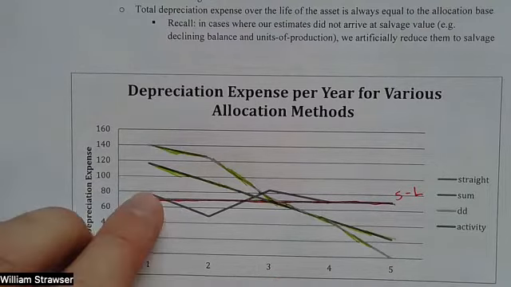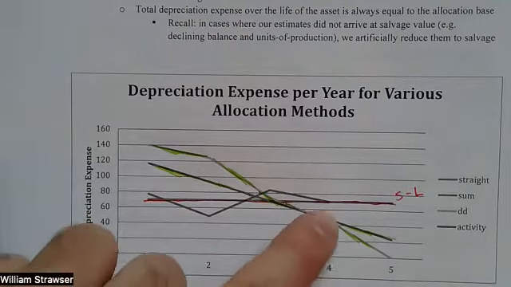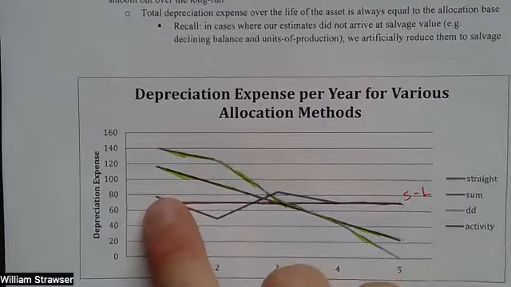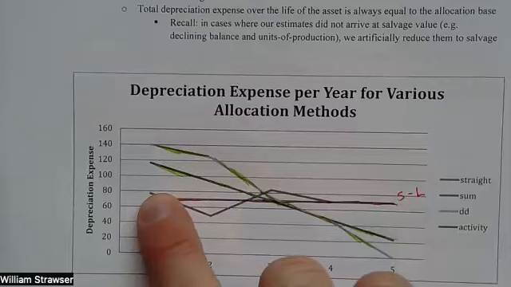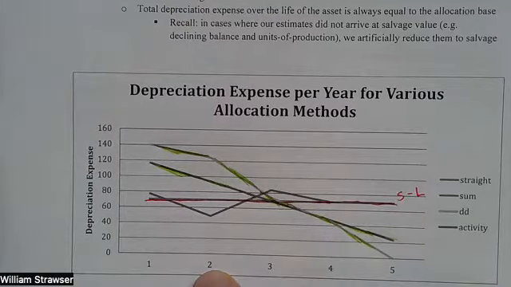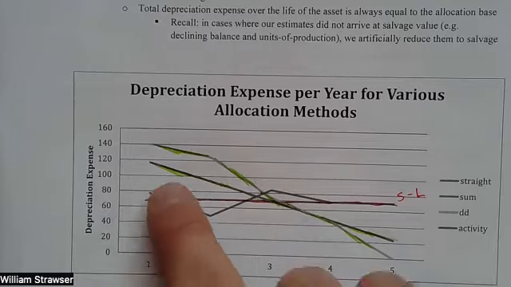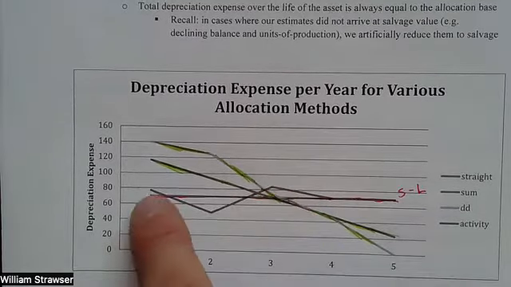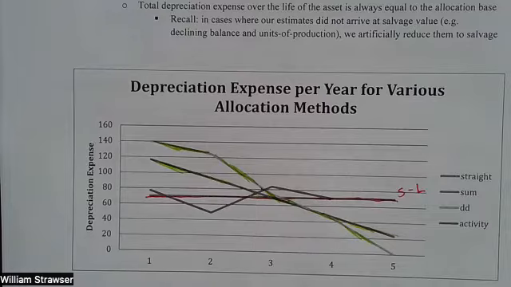And the activity-based costing, which is the one that kind of bounces around, it just all depends on how active the asset is during that period. The more activity it has, the more depreciation expense is recognized. So in year 1, it was rather active. In year 2, it fell to less active. Then it became more active in year 3 than it was in year 1, etc.